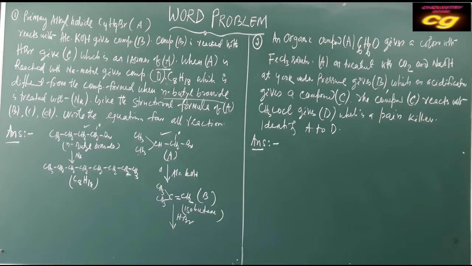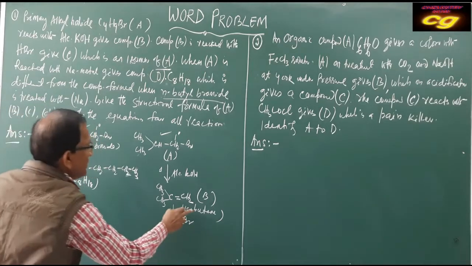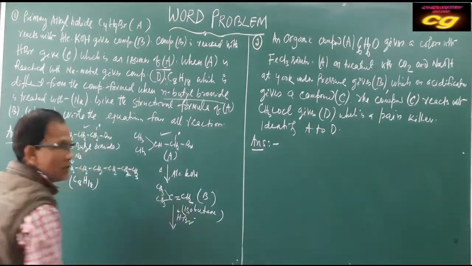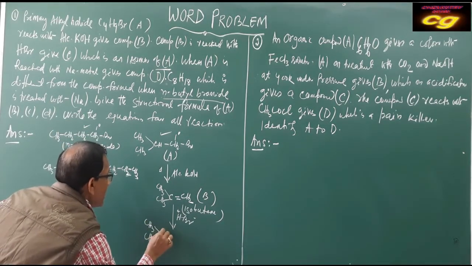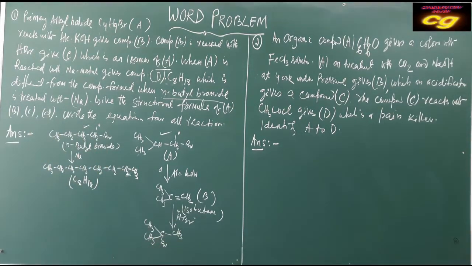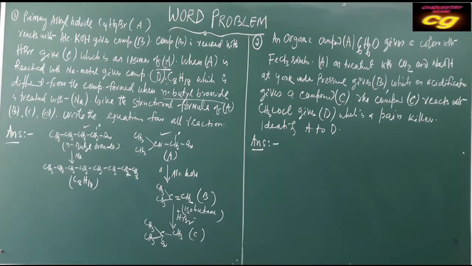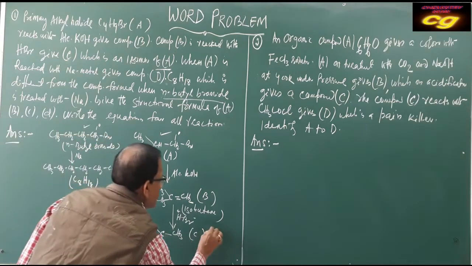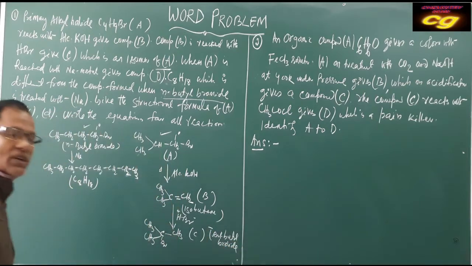Compound B is reacted with HBr and gives C, which is an isomer of A. What is the product of B with HBr? The negative part, Br minus, will attach to the carbon having the lesser number of hydrogens. So the product will be CH3, CH3, C, Br, then CH3. That means it is tertiary. When B is reacted, it gives C. What is the name of C? It is tertiary butyl bromide.